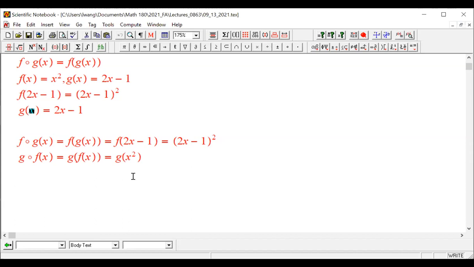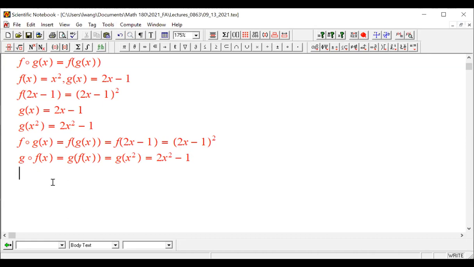It just holds a place. When g of x squared is being called for, what do you do? You're going to replace the x everywhere where you had x by x squared. So 2x minus 1 will turn into 2x squared minus 1. So as a result, you have this function. Do you follow me?